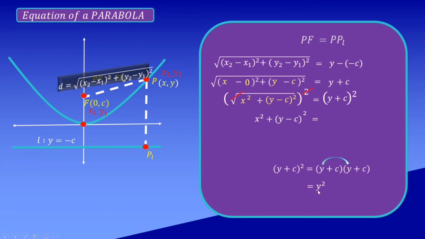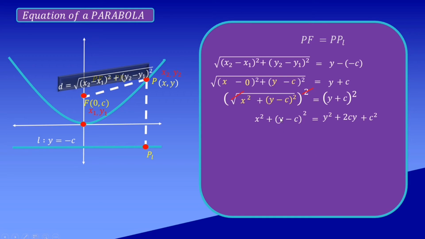Then multiply y times y is y squared, then the exponent here is 1 plus 1 is 2. Then y times c or cy, then c times y is the multiply cy, then c times c is c squared. Then the quantity y plus c squared is equal to y squared, then get the sum, cy plus cy is 2cy plus c squared. So the value here is y squared plus 2cy plus c squared.